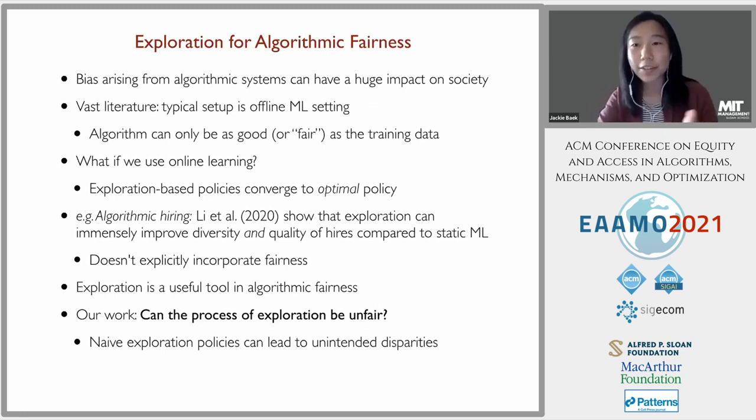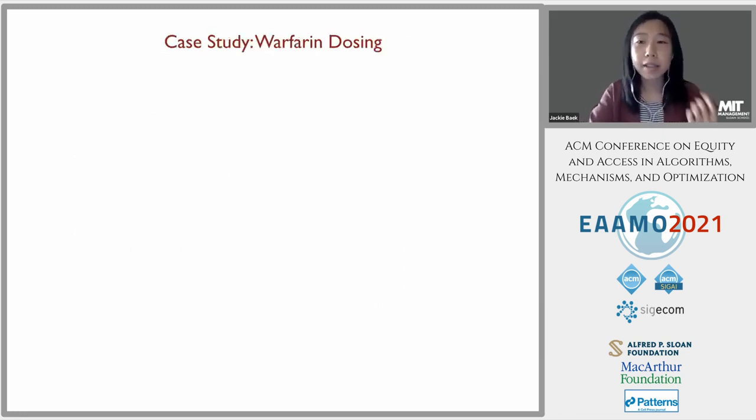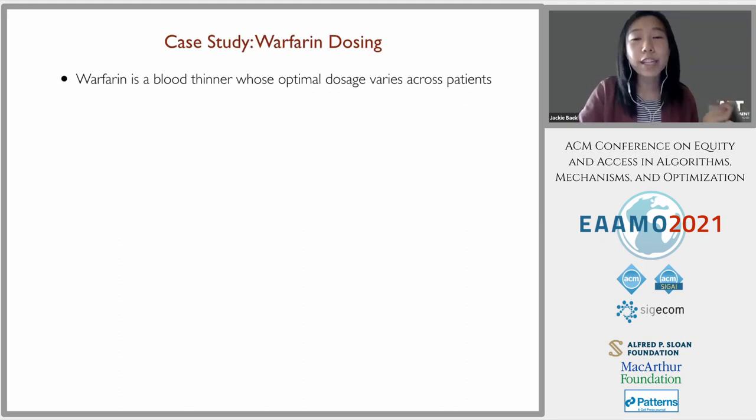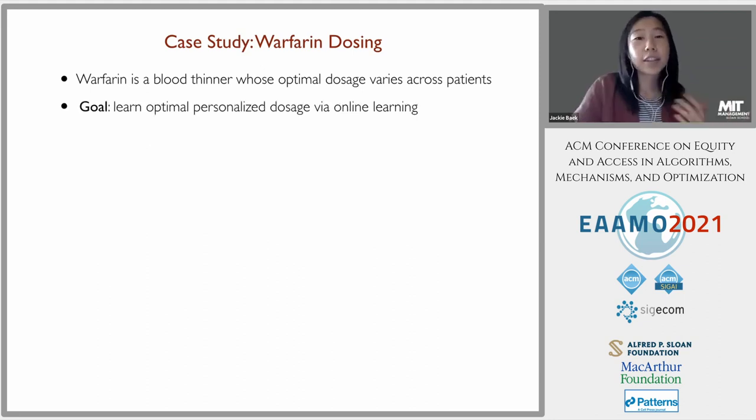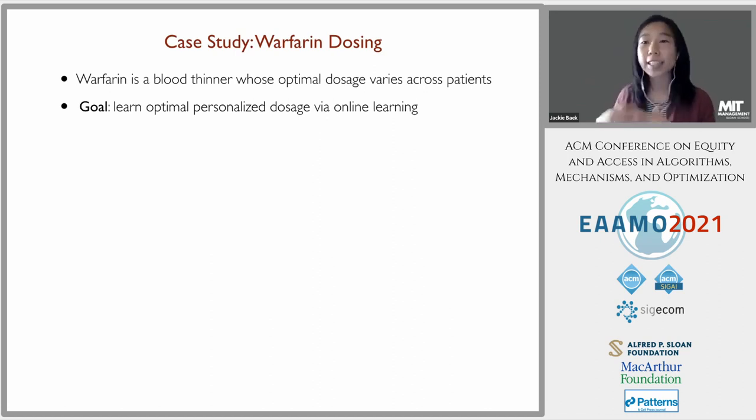So now let's get to the main idea of our work. And I'm going to illustrate this idea through a case study that we did on warfarin dosing. Warfarin is a drug. It is a blood thinner whose optimal dosage varies highly across patients. So we're going to tackle the problem of learning the optimal personalized dosage of warfarin. And we're setting this up as an online learning problem.